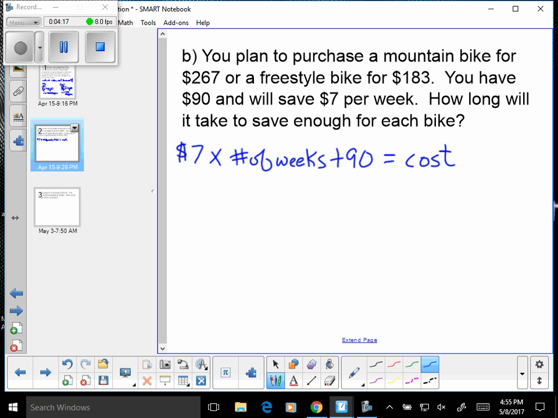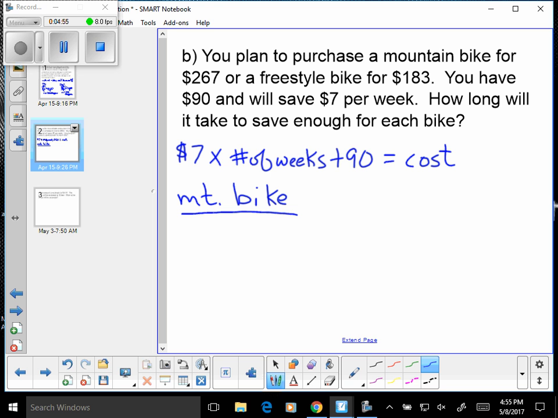Notice that this person, or you, haven't made up your mind. And maybe you're going to make a decision. Well, I don't want to wait very long, so I'll buy whichever bike I can get first. Maybe you're just going to say, you know what, I want to have a mountain bike, so that's what I'm going to do. But we're going to have to do two problems again, just like we did for example A. We're going to have to figure out how many weeks you're going to have to work to save enough money for that mountain bike.